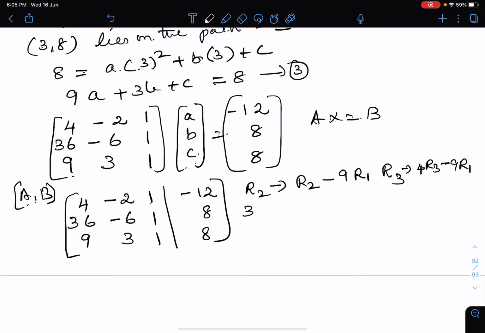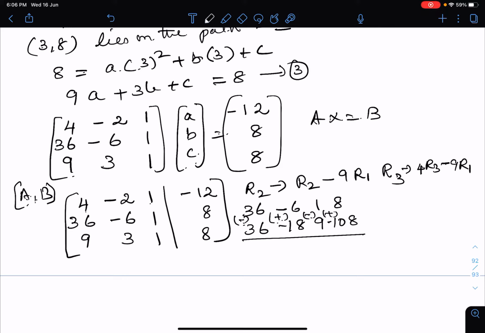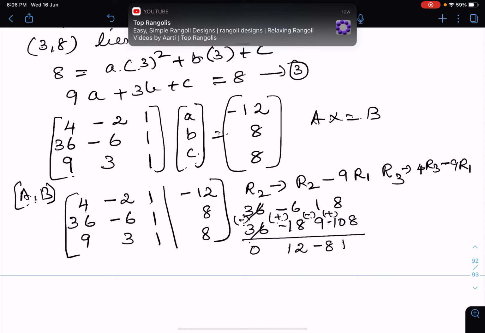Now what is our row 2? 36, minus 6, 1 and 8. 9 into R1: 9 4s are 36, 9 2s are 18, 9 1s are 9, 9 12s are 108, and you got a minus sign. Put your minus sign there. Now changing the sign throughout, all your plus will become minus and minus will become plus. So 36 cancels, it is 0. Here it is 18 minus 6, which gives 12, and here it is minus 8, and here it is 116. This is going to be your row 2.